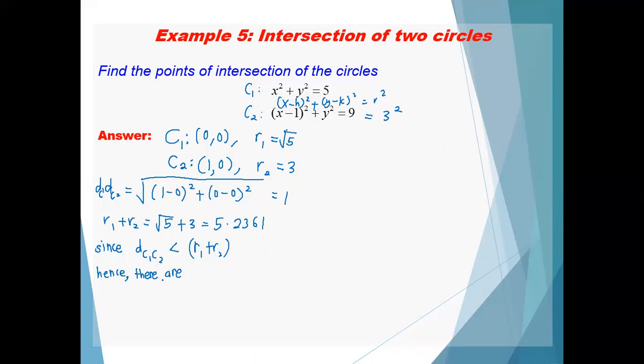Hence, there are two intersection points between two circles. Intersection points between two circles. So how do we do it?